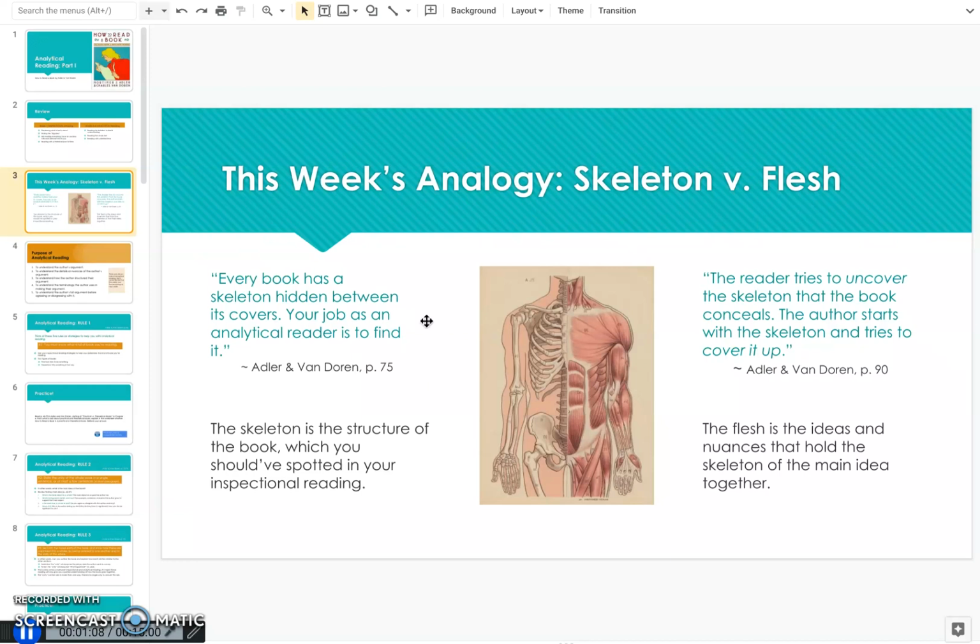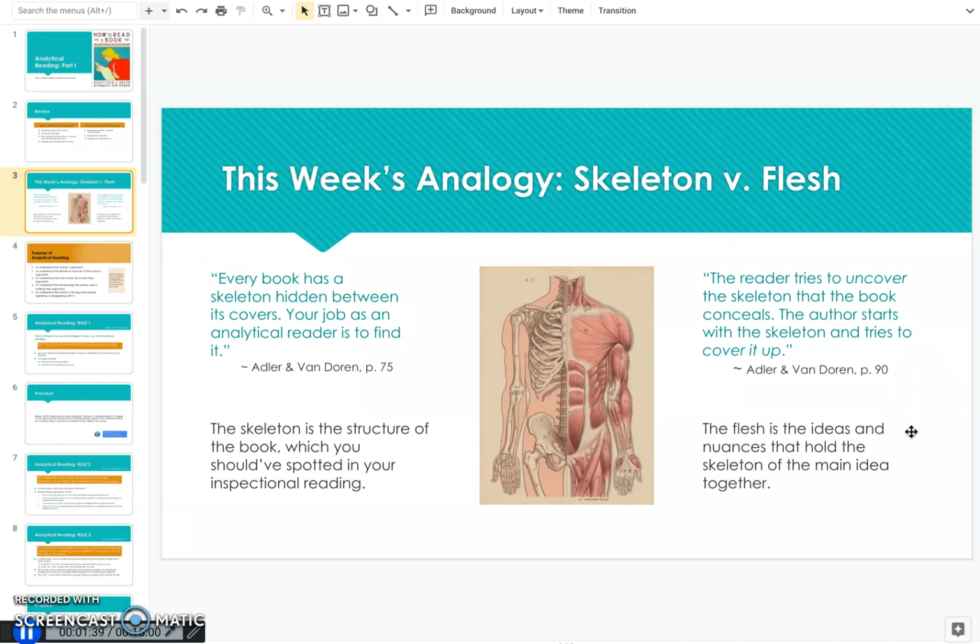Okay, so Adler and Van Doren say on page 75, every book has a skeleton hidden between its covers. Your job as an analytical reader is to find it. Okay, so that's kind of what you were doing last week with inspectional reading. You were trying to see how a book is structured and put together. Okay, so let's go over to another quote that Adler and Van Doren give on page 90. The reader tries to uncover the skeleton that the book conceals. The author starts with the skeleton and tries to cover it up with flesh.